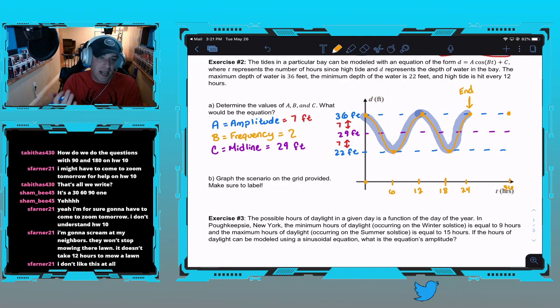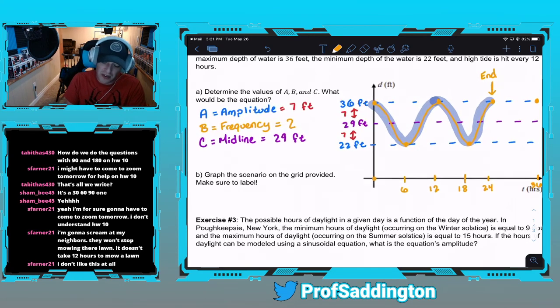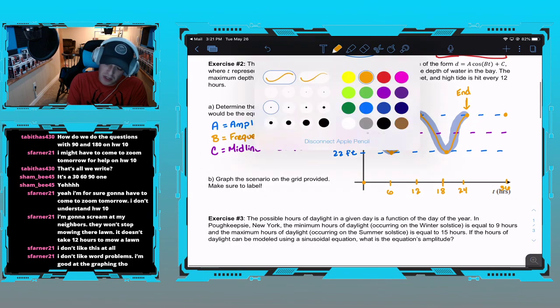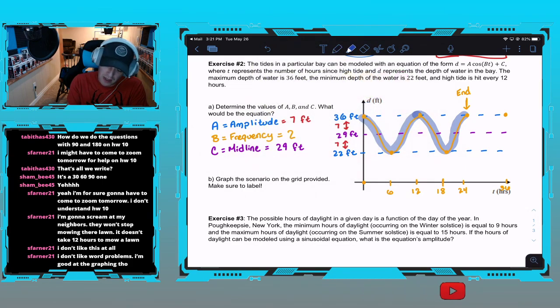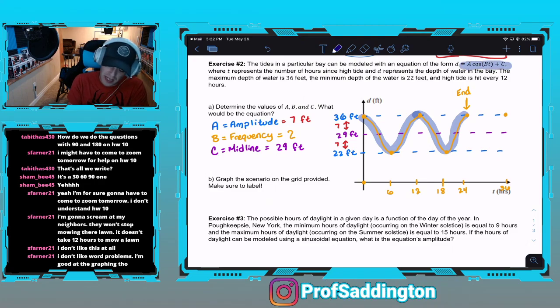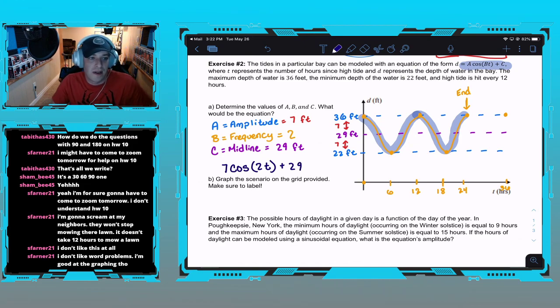That was it. I mean, technically, in part A, we should have written down the formula as well. So in the formula that we have up here, I should be writing that out. We said the A value is 7 cos. The B value is 2, and then we're using T for time. And then the C value was 29. That's the only part that I was missing, was the actual equation.